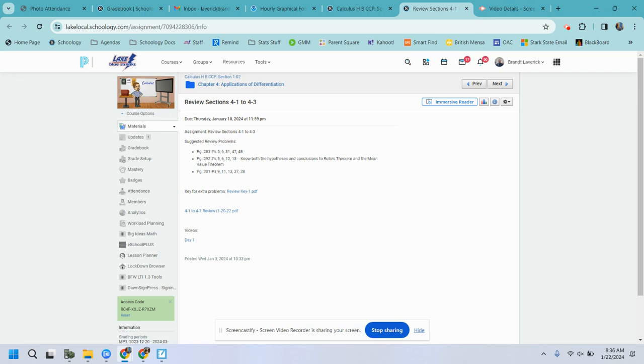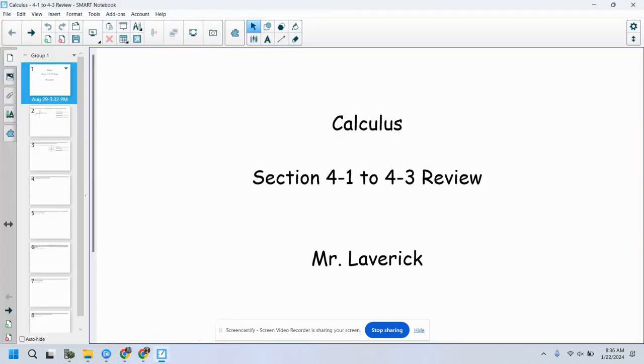But these are all suggested problems. This is the review that I had a long time ago, before I created this review sheet. All of these problems would be suggested problems. There's the key to it, and there's a video to it. Again, I'm just leaving that all up. If you need extra problems, I would go there. Okay, but let's get to it.